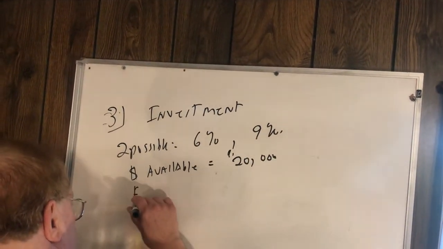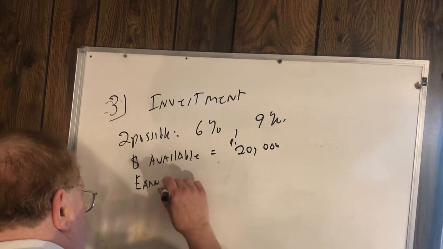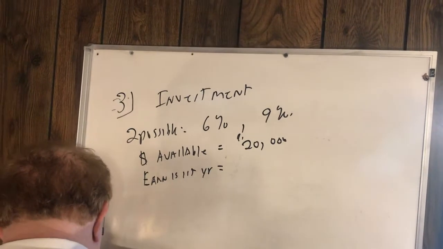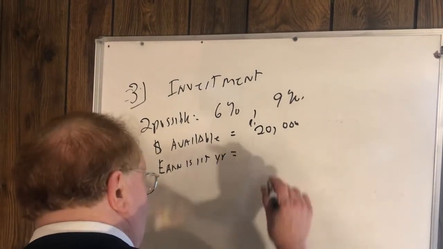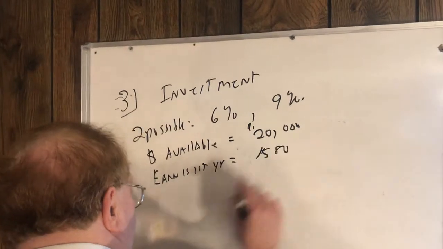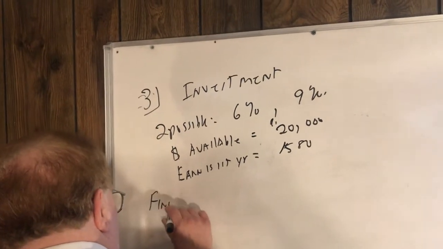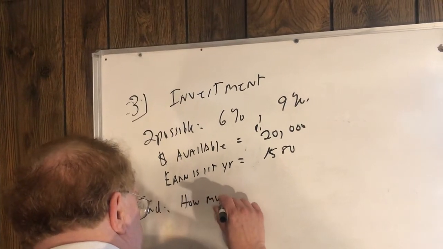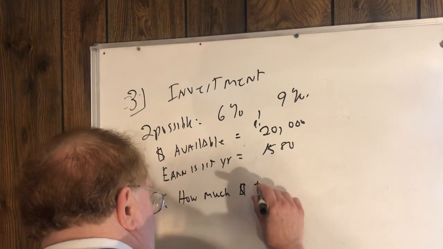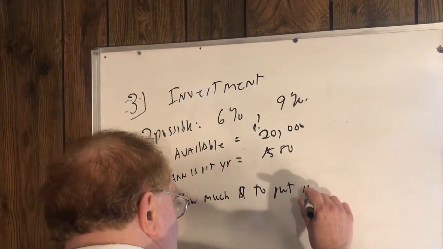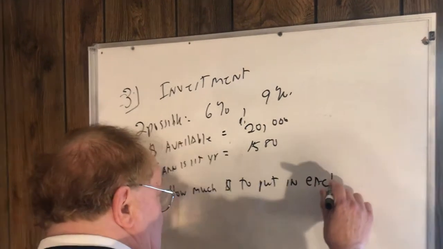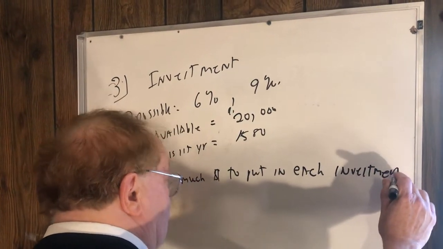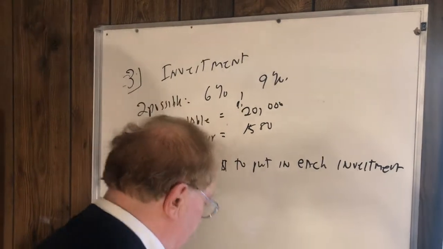And what do I want to earn? I want to earn in the first year $1,580. So what I want to find is how much money to put in each investment, assuming that I'm going to use up all my money, up to 20,000.